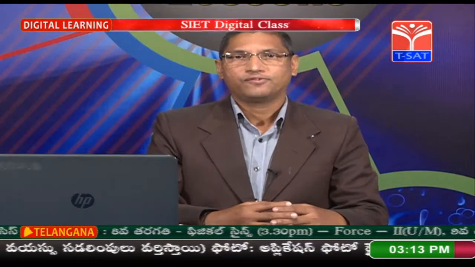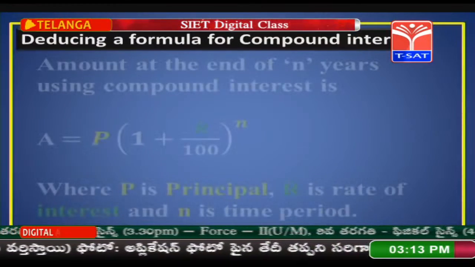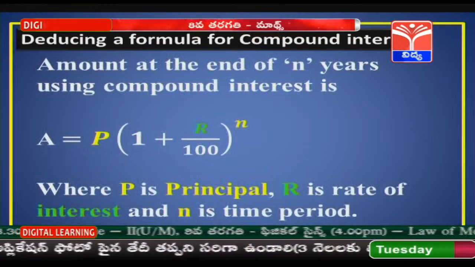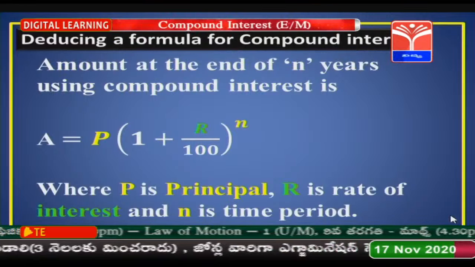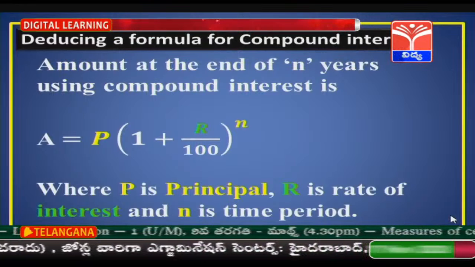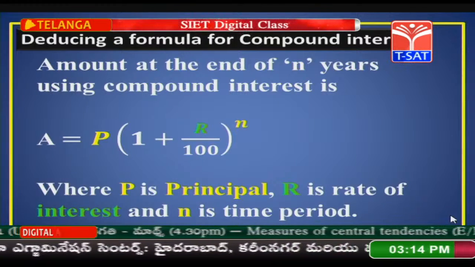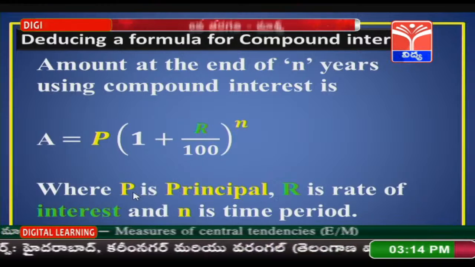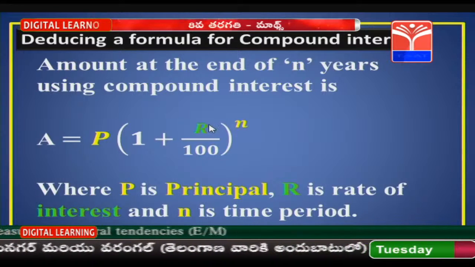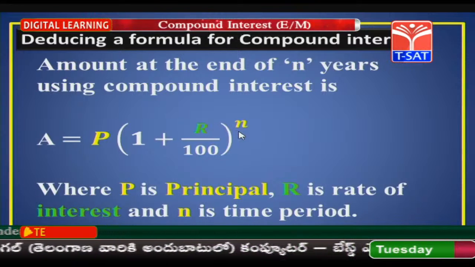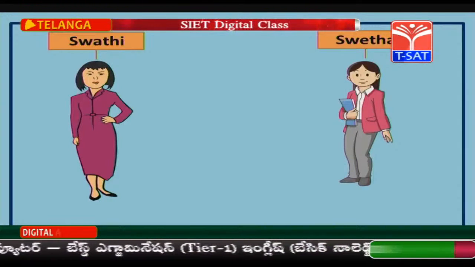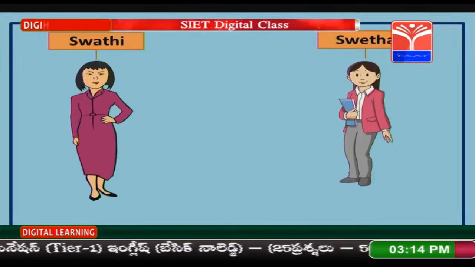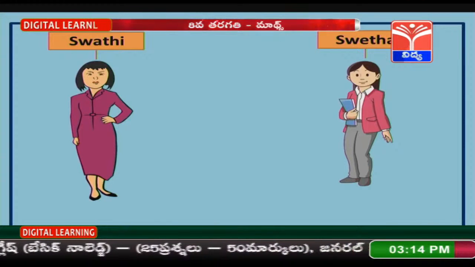Now, let us see the formula for calculating the compound interest. The amount at the end of n years using compound interest is given by A is equal to P into 1 plus R by 100 whole power n. And children, here P is the principal, R is the rate of interest and n is the time period. So, now let us apply the concept of compound interest in solving Swati and Sweta's problem.